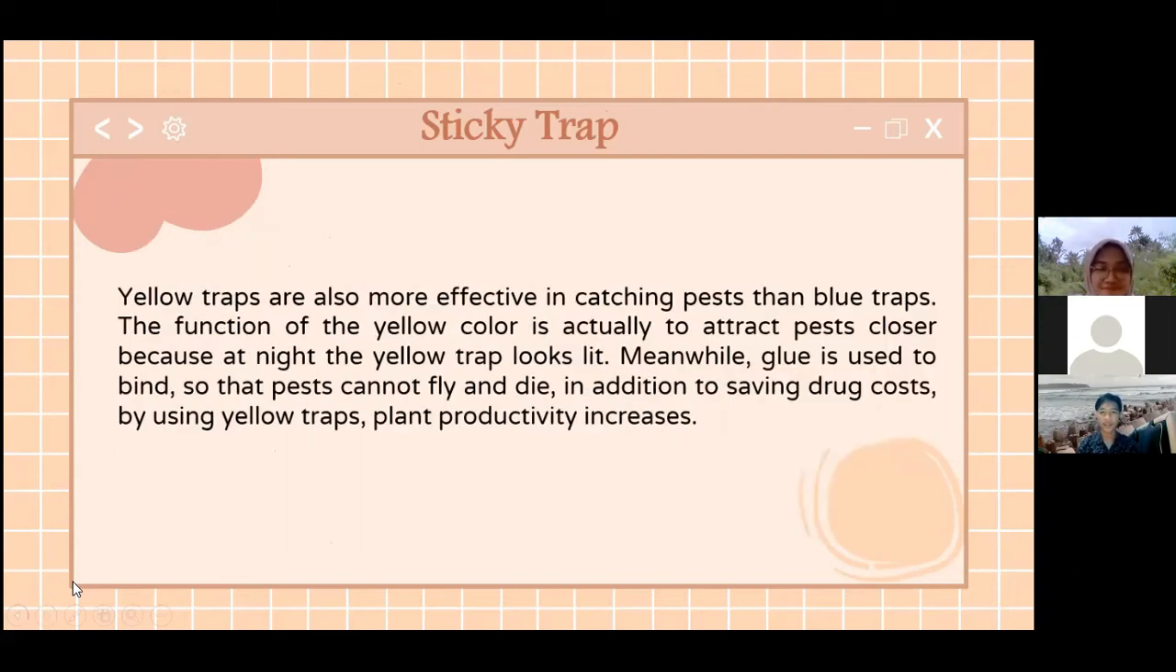Yellow traps are also more effective in catching pests than blue traps. The function of the yellow color is actually to attract pests closer, because at night the yellow trap looks lit. Meanwhile, blue is used to bind, so that pests cannot fly and die. In addition to saving drug costs, by using yellow traps, plant productivity increases.